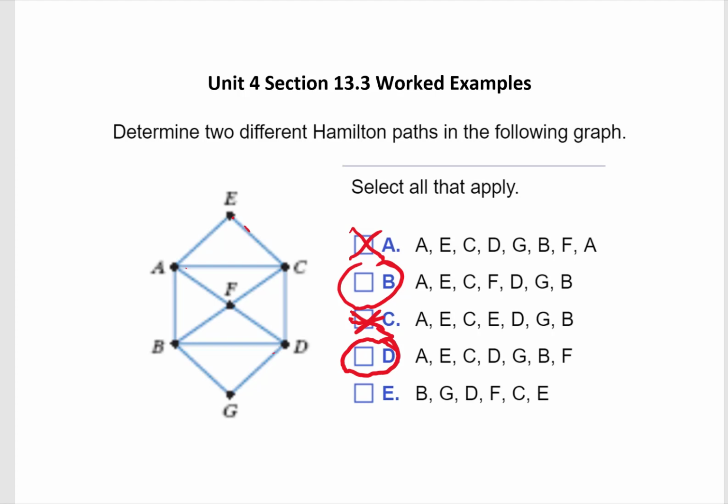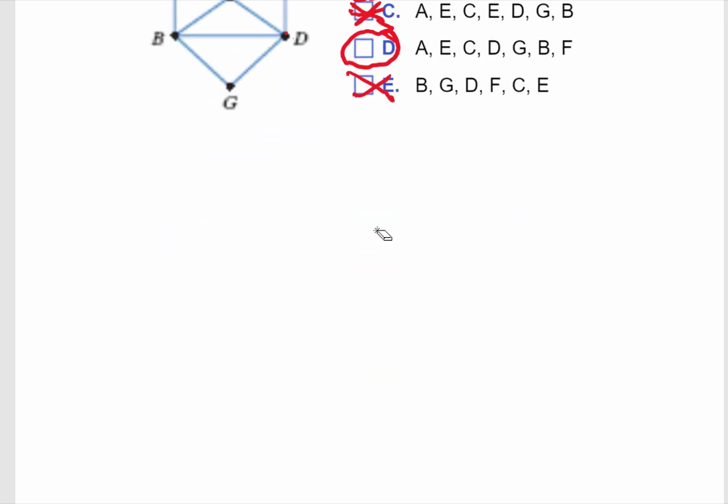So it says start at B and go to G, and from G go to D, from D go to F, to C, and to E, but you notice I haven't picked up vertex A, so I can eliminate choice E. That's not a correct answer. So there were two correct Hamilton paths here, B and D.